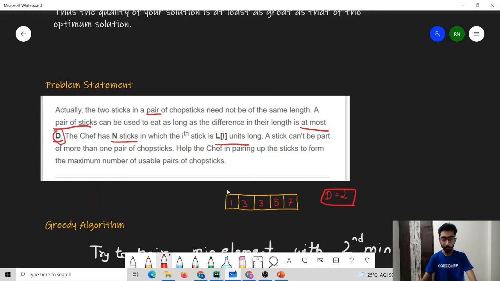In that case, pairing these two chopsticks is valid because the difference in the length is lesser than or equal to d. But pairing these two chopsticks would not be valid because the difference in the length is going to be greater than 2. Similarly, pairing these two chopsticks is valid because the difference is lesser than or equal to 2. But pairing these two chopsticks is going to be invalid. So in other words, we need to make valid pairings, but not only that, we have to make the maximum number of pairings possible.